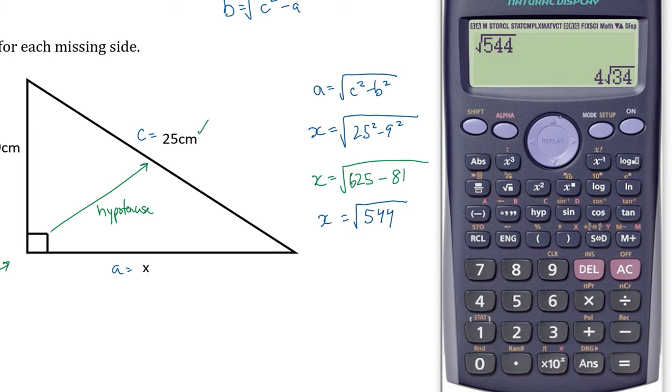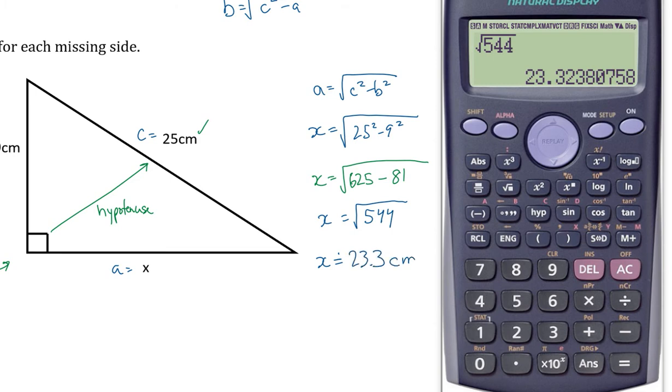And again, like in the last lesson, sometimes it gives me this funky, annoying answer. So I'm going to figure out which button gives me my decimal version. That's the one that I want. So we're going to round this. I'm just going to round it to one decimal place.